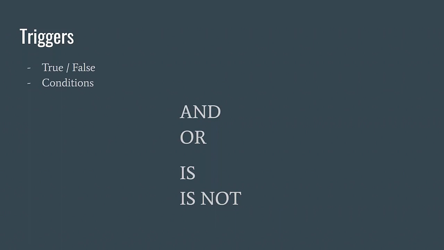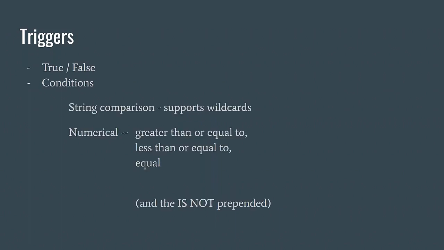We support a variety of different fields, and two specific comparisons that we do. One is string comparison, where we support wildcards, so we can put an asterisk at either the beginning or the end of some text, and we do a simple quick string comparison to see if that evaluates to true. Or we do numerical, where we can do greater than or equal to, less than or equal to, or equal. And again, we can prepend is not to that. So you can ask: is it numerically greater than or equal to, is that false? And the same with the string comparison.